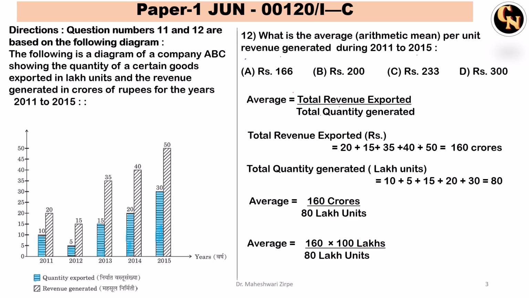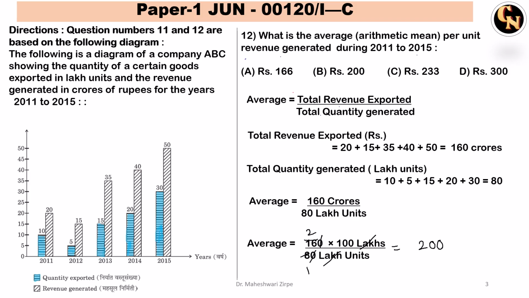In the previous question we have already done this. So only 2 zeros will be left, that is 100. So it comes out to be how much? It is very simple mathematics. The zeros will cancel. And 8 ones are 8, 8 twos are 16, so 160 divided by 80 is 2, and 2 into 100 will be 200. 200 per unit. As it is, the lakhs will get cancelled.